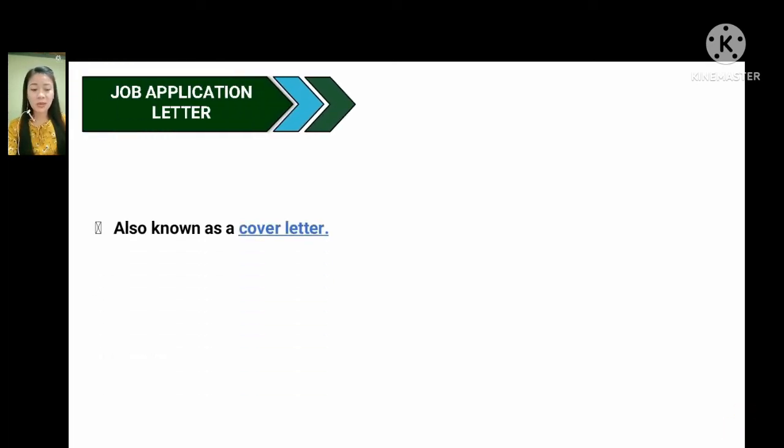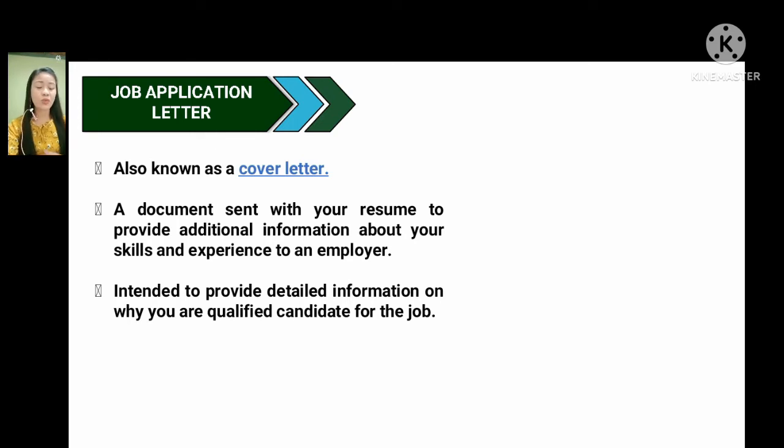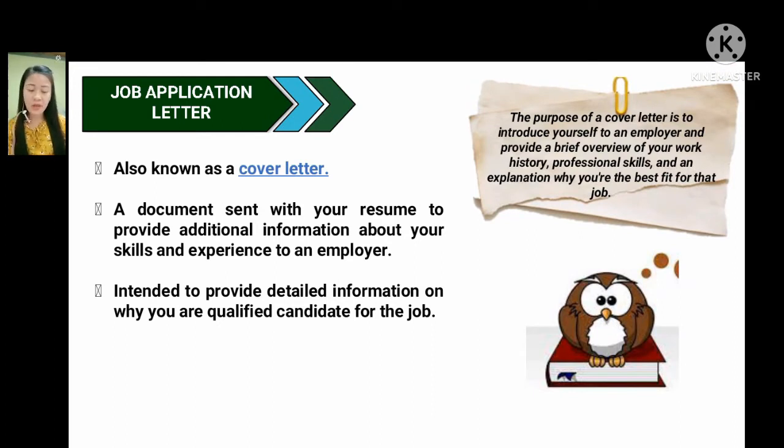A job application letter is also known as a cover letter. It is a document sent with your resume to provide additional information about your skills and experience to an employer. So, a job application letter is intended to provide detailed information on why you are qualified for the job. The purpose of writing your application letter is to introduce yourself to an employer and provide a brief overview of your work history, professional skills, and an explanation why you are the best fit for the job. You should always remember that a job application letter is detailed information on why you are a qualified candidate for the job.